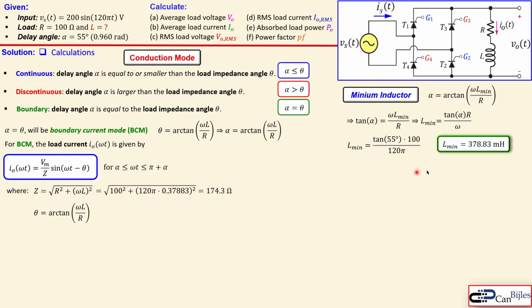Now it will change, of course, because we get a new value for our inductor. I will choose right at the edge value for the inductor in this case, and that will result in an impedance of 174.3 ohms. If I also calculate theta, the new value is 0.96 radians, which is 55 degrees. This is of course not a surprise, because we already said that theta must equal alpha, so this is what we should get.